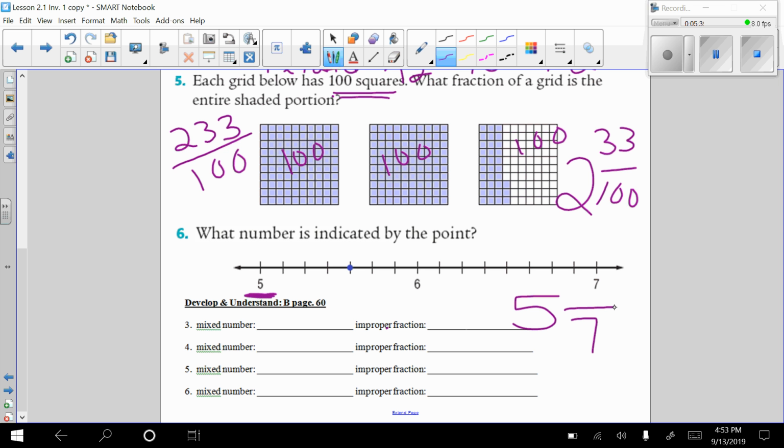How many ticks or marks or spots did I go over? I went over 1, 2, 3, 4. You can count them. So my number is 5 and 4/7. Again, change it to an improper fraction. Take the whole number 5 times 7 plus 4, and you'll find out that you end up with 39 over 7. You can go ahead and fill in all the spaces on your paper.